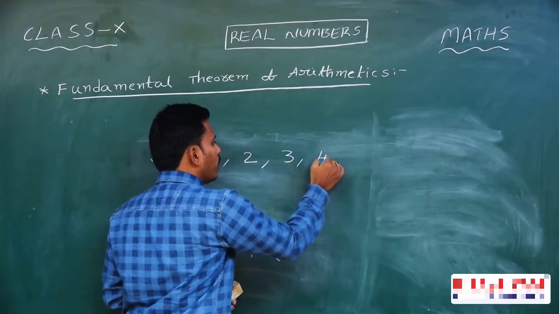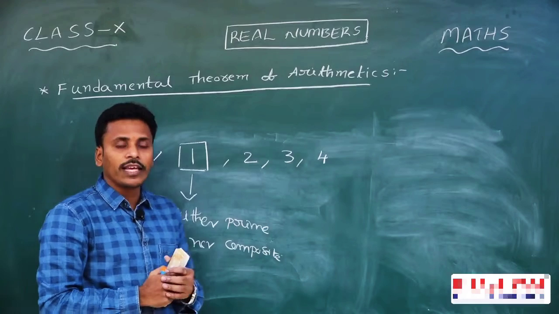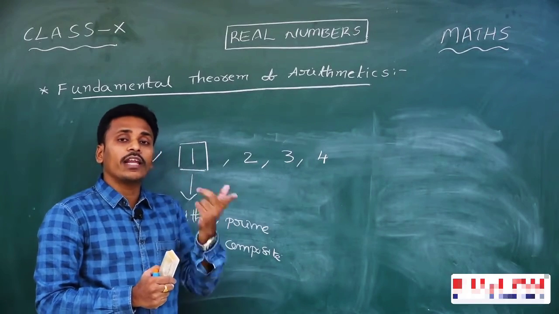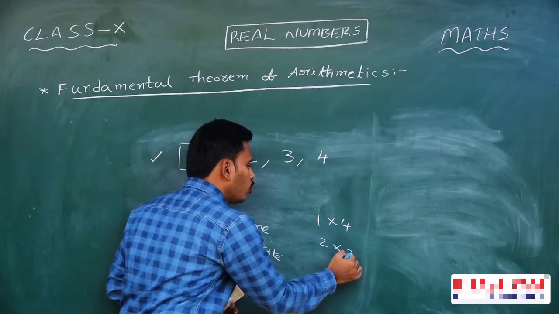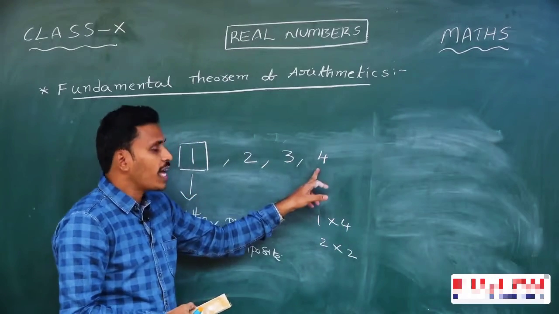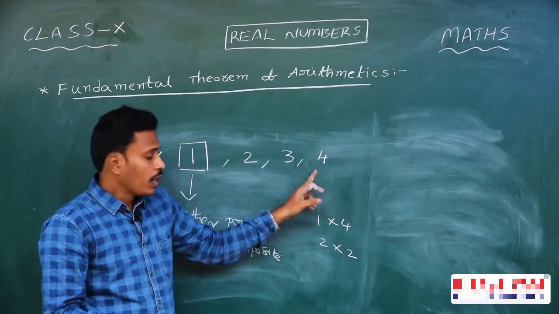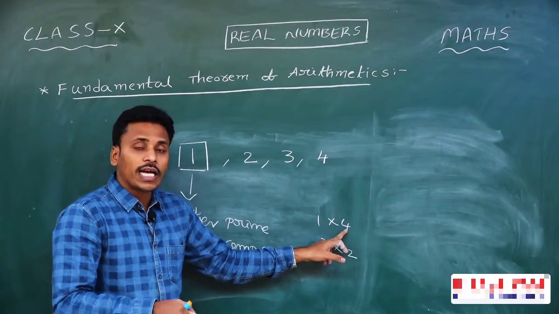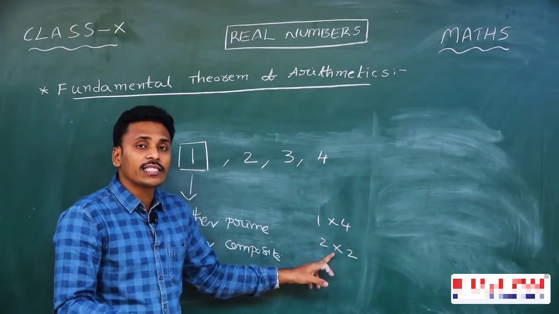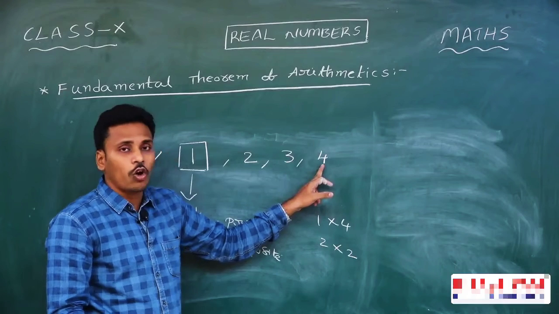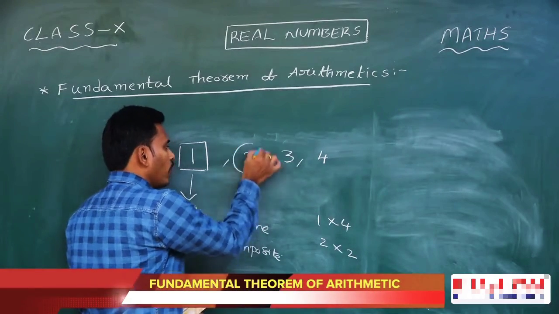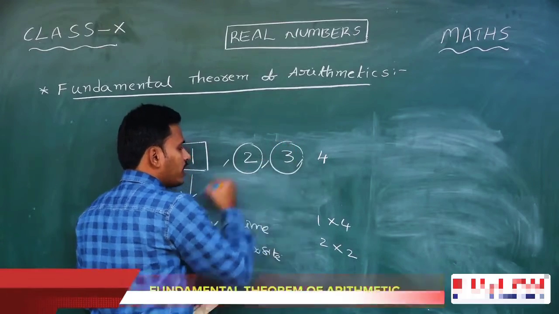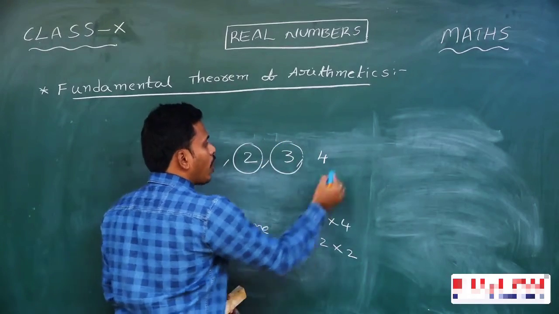And the next number, if you go with 4, think about that 4. 4 has many representations like 1 into 4, 2 into 2. In the sense, this 4 has more than two factors. Other than 1 and itself, it has some other factor too. That's why we call this 4 a composite number. Whereas 2 is a prime number, 3 is a prime number, 4 is a composite number.